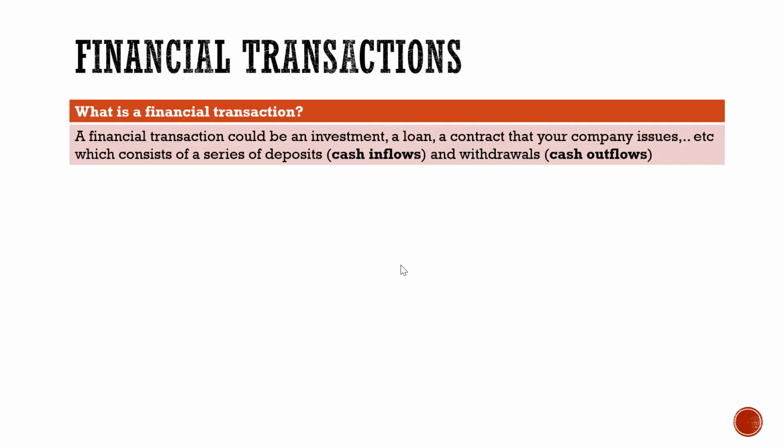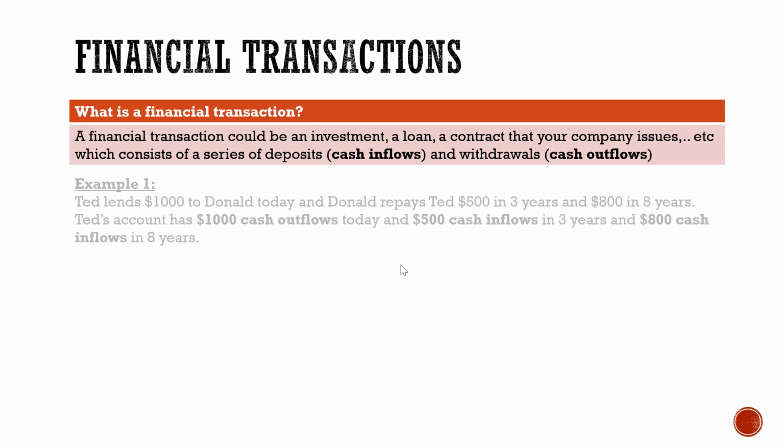So, what is a financial transaction? A financial transaction could be an investment, a loan, or a contract that your company issues, which consists of a series of deposits, cash inflows, and withdrawals, cash outflows.